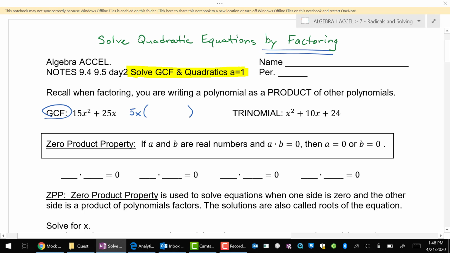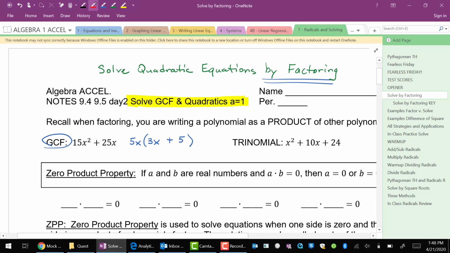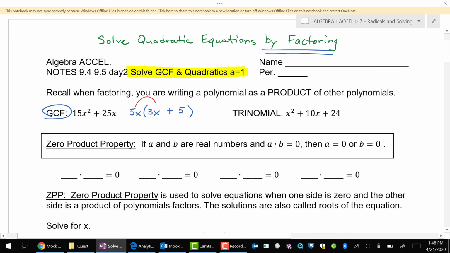And if I undistribute the 5x, I'm going to have 3x, and then it looks like I'll have plus 5 inside of the parentheses. So I can double check that by simple distribution to make sure I didn't make any errors. If I multiply that back out, I'll get 15x squared, and then 5x times 5 is 25x. So I factored it correctly, and I can be pretty happy about how that looks.